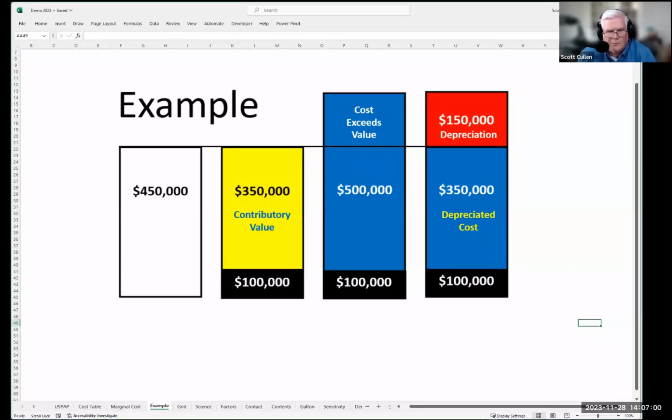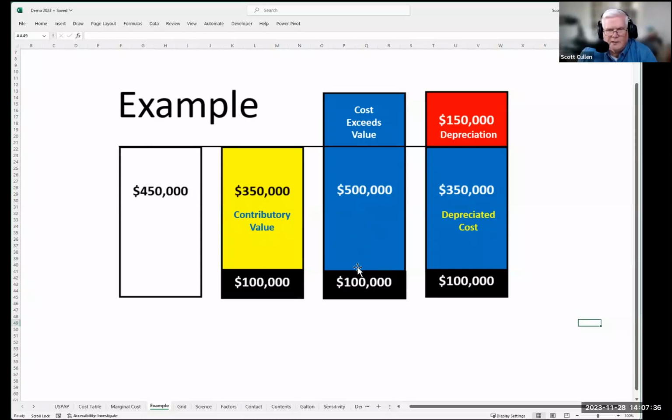So let's look at this bottom. It's a constant. $100,000 is the total of site plus site improvements, just to make the math easy. It's a total of $100,000. So the contributory value of the house to this parcel is $350,000. Now, if you go to the next step and do the cost approach, you would find in this case that the cost to build that house, replacement cost new in today's market, is $500,000.